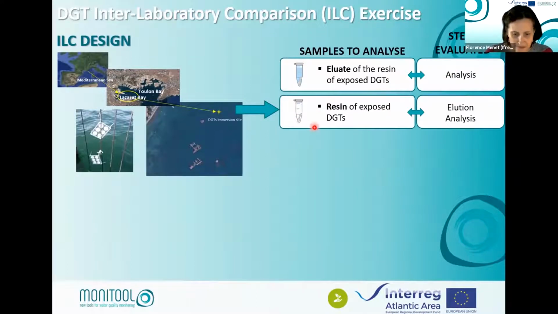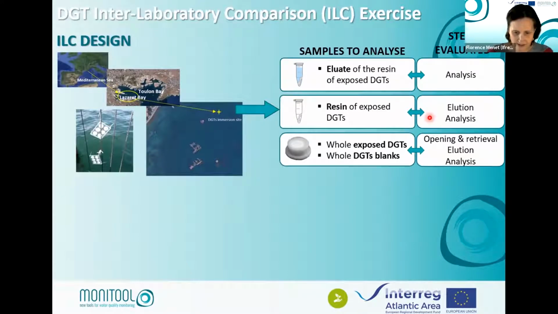Then we had another sample where only the resin, already taken out of the DGT, was given in a tube. So we had to perform the elution with the nitric acid and then the analysis. And then two other samples were given. One was whole exposed DGTs, so they were not opened. We had to perform all the steps, and also the DGT blanks that were not exposed to marine water. So for these two, we had all the steps to perform: opening, retrieval, elution, and analysis.